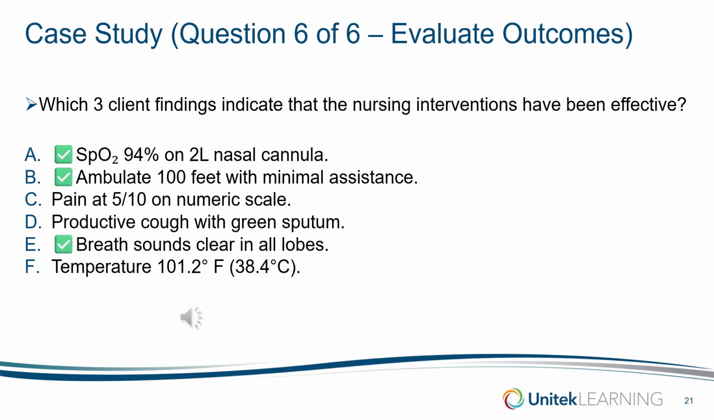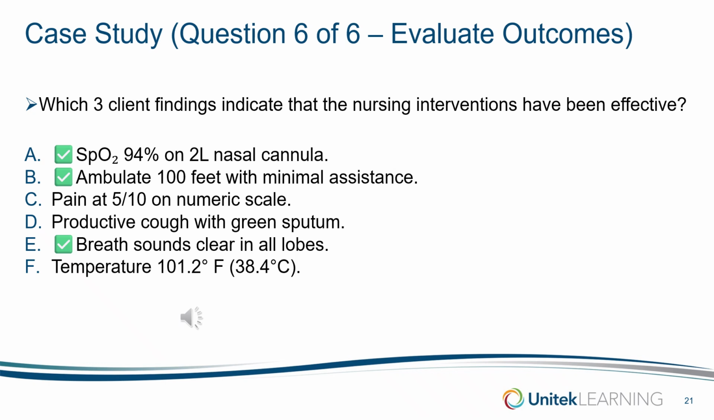So let's look at the correct answer options. Again, the item asks for us to pick 3 of the following client findings that indicate our nursing interventions have been effective. The correct answers are an oxygen saturation level of 94% on 2 liters of nasal cannula, ambulate 100 feet with minimal assistance, and breath sounds clear in all lobes. Each of these indicate an increase or an effectiveness of our nursing interventions.